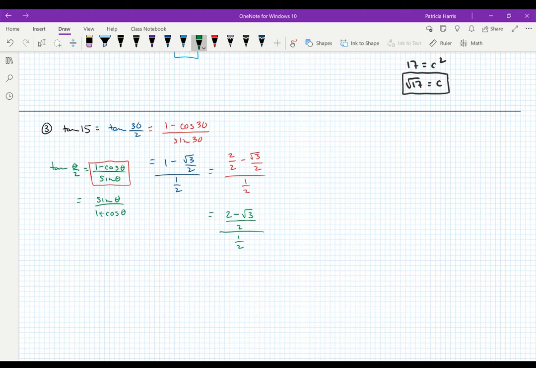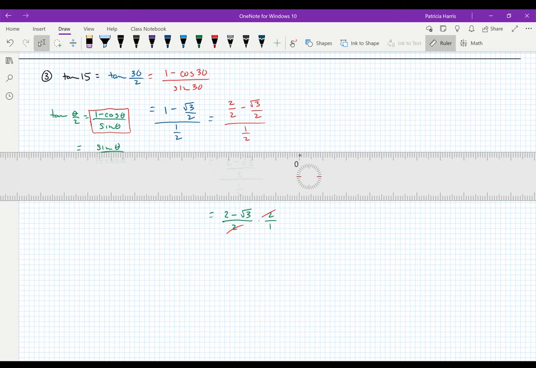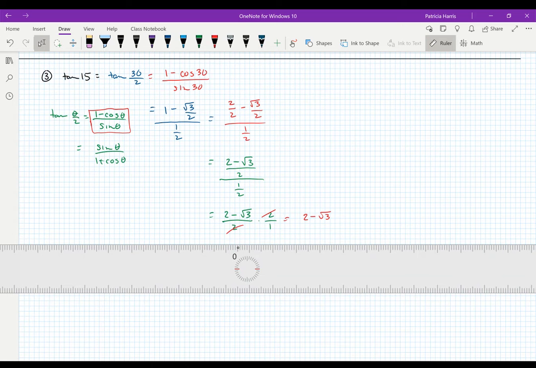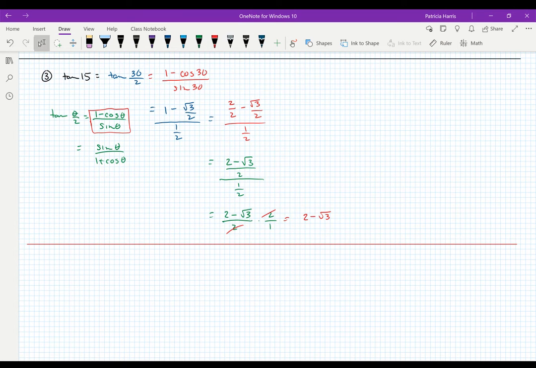So what we're going to do is we're going to invert and multiply. And then very nicely, you'll notice that this happens. Okay, cool. Oh, final answer, sorry. 2 minus radical 3. All right, let's take a look at number 4.